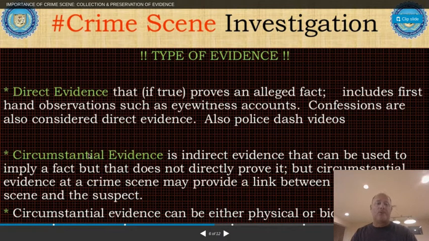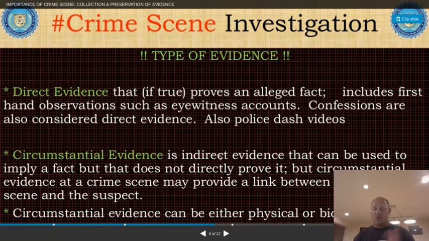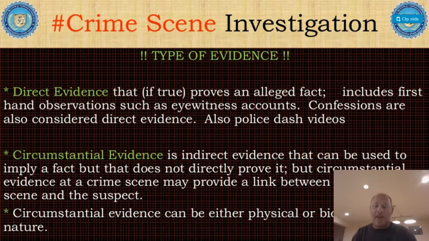What's harder is the circumstantial evidence. It's indirect evidence that can be used to imply a fact, but that does not directly prove it. It simply provides a link between the crime scene and the suspect. It can be either physical or biological. It really doesn't matter. Putting someone in the general area of a crime would be circumstantial evidence.